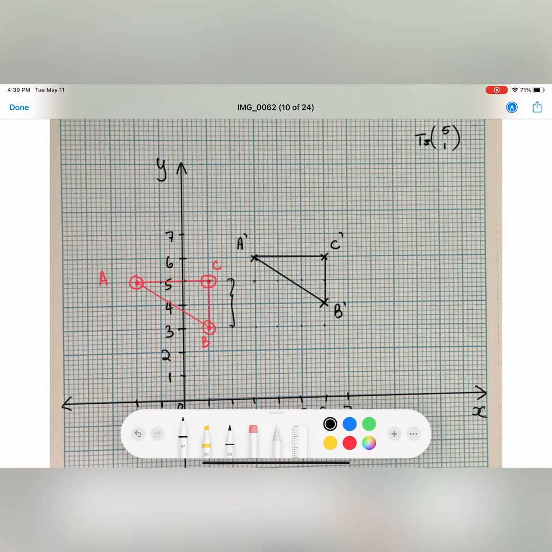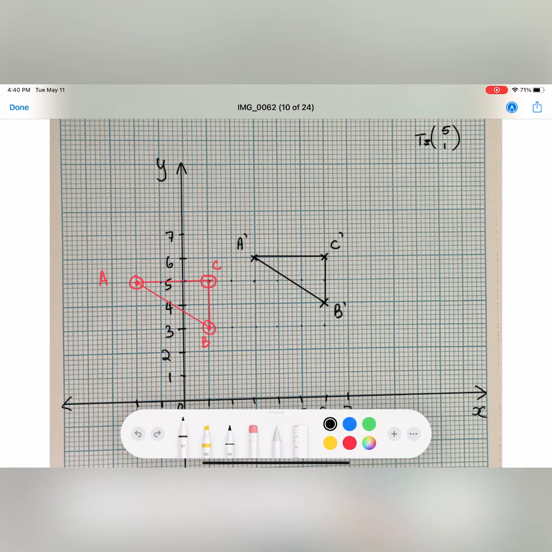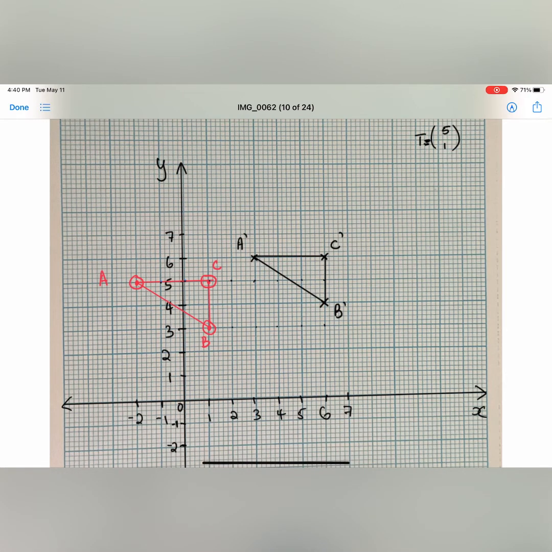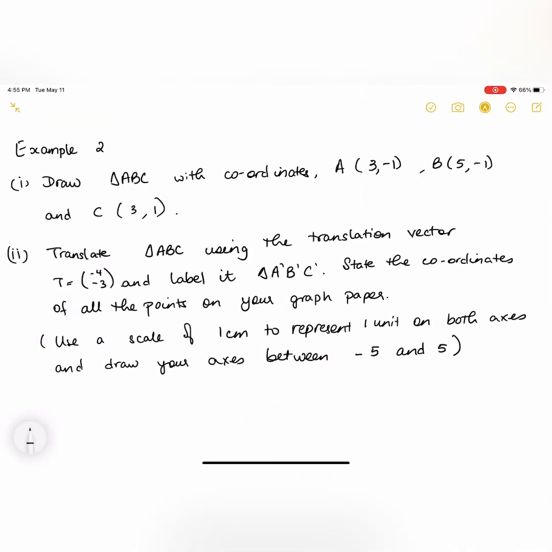Right, so the length of BC is 2 units, the length of B prime C prime is 2 units, and it goes for all the other 2 sides. So remember, for translations, the shape is preserved, the length of the sides are preserved, and the angles are preserved. So it's exactly the same shape, and that is why we use the term image. So now we are going to look at a second example.